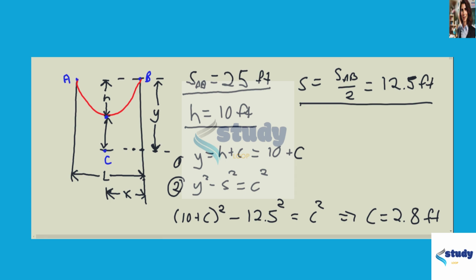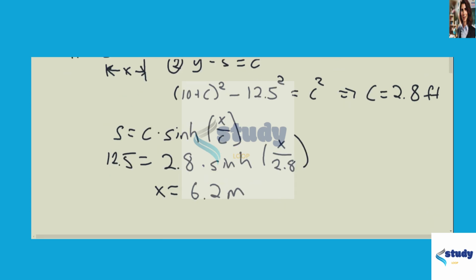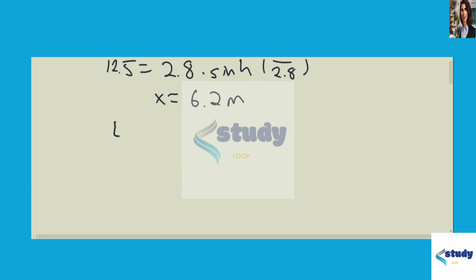Now, going back up here, we're trying to find the distance between A and B, which is L. L is equal to 2x. So the horizontal distance, L, is equal to 12.4 meters. And that is the horizontal distance.